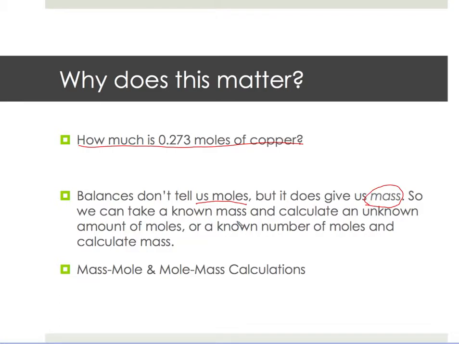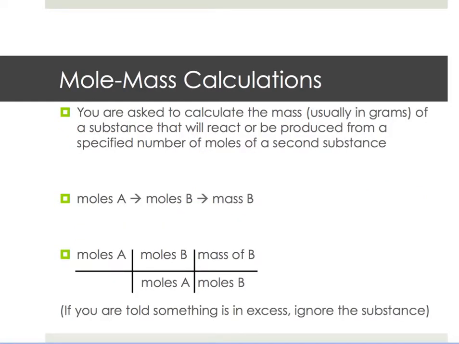And so we can take a known mass and calculate an unknown number of moles, or a known number of moles and calculate an unknown mass value. So this is called mass to mole and mole to mass calculations. Let's start right here. You are asked to calculate the mass in grams of a substance that will react or be produced from a specific number of moles of a second substance. So we're taking moles of substance A, converting to moles of substance B, and then to mass, or the grams of substance B.